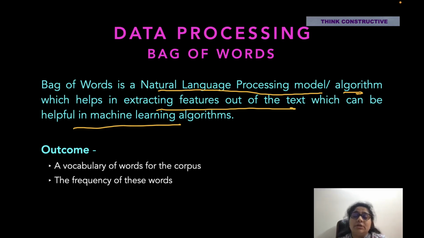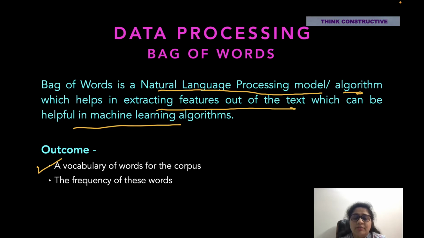So bag of words is one more intermediate step to achieve that goal. In bag of words, what is happening? The entire textual data, or if you remember, the corpus, will be broken down into pieces, and finally a bag will be created in which many words will reside. So what is the outcome? A vocabulary of words for the corpus. I hope all of you remember the corpus.